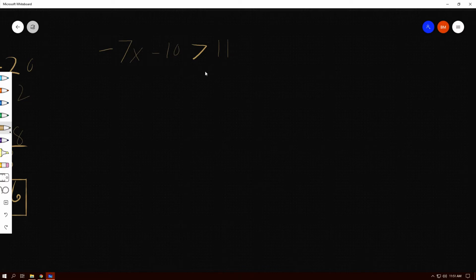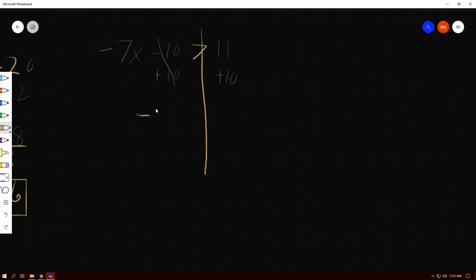All right, so I have negative 7x minus 10 is greater than 11. I'm going to do the same thing. I'm going to add my river. Go ahead and draw my river in there. And now I'm going to ask myself, what am I solving for? Well, I'm solving for x. What's on the same side as x? Well, it's a negative 7 and a negative 10. What's the furthest thing away from the x? I'm going to say it's a negative 10. So I'm going to add that 10 to both sides. All right, it was a subtracting 10, so I'm going to go ahead and add it.